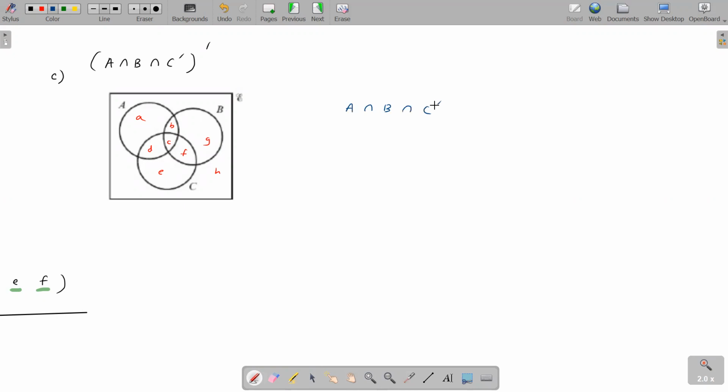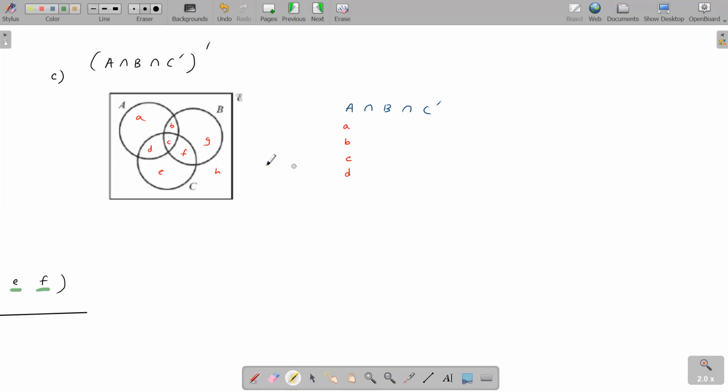Okay. So basically, you have to get the region common to A, common to B, and common to C dash. Because they are giving you three sets, and for all three sets, you have to take the regions common to A, B, and C dash. So let's do that. What are the regions in circle A? In circle A, you have A, B, C, and D.